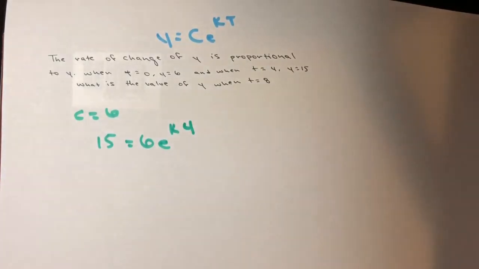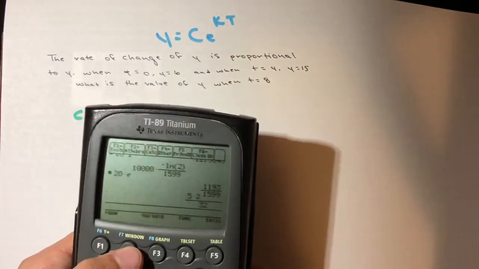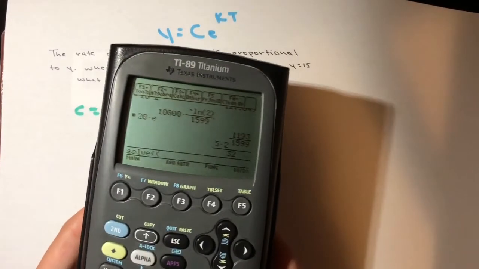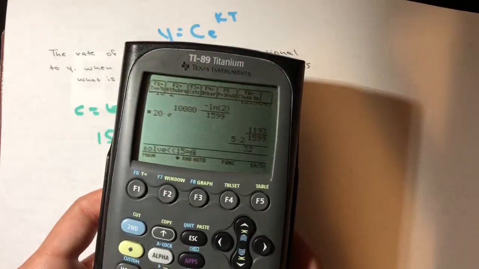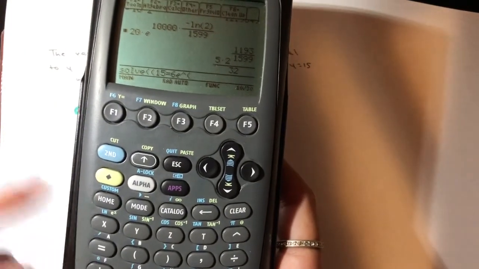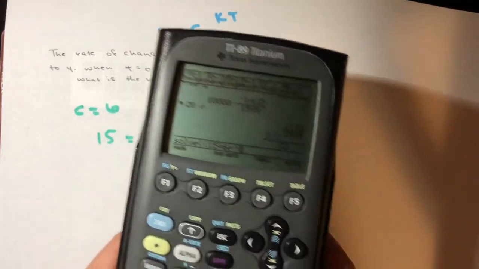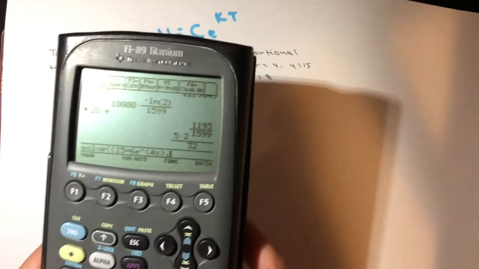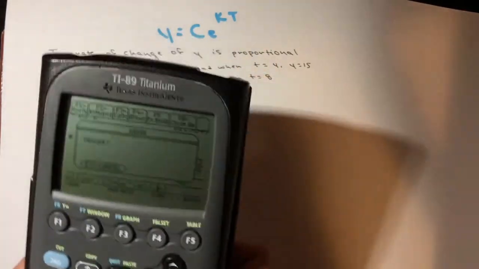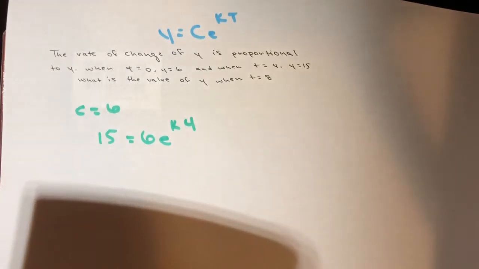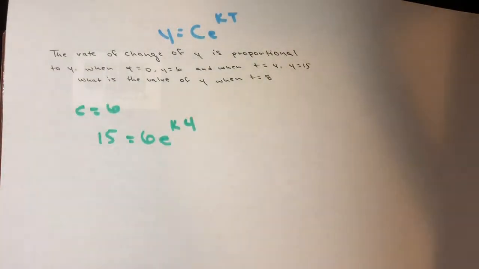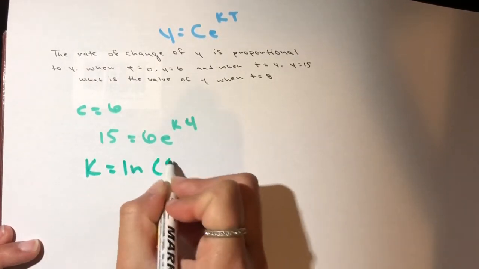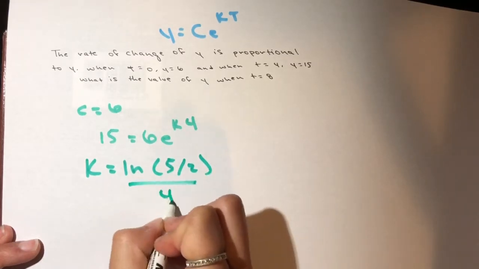So the next step, you go to your calculator. The way I do it is the solve button. Right there, you put solve and you just type it out exactly as you see it. So 15 equals 6, e, it's diamond, x, 4, and then usually I put x just because it's simpler. And then you're going to want to put comma x. I think that's it. Yeah, I'm missing a little thing. And there you go. So it gives you the answer. So our k, now we know, is ln 5 over 2 over 4.